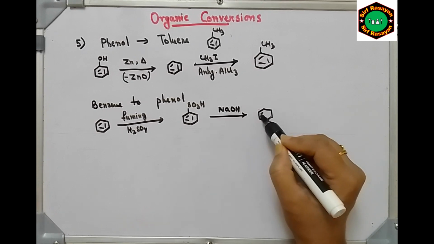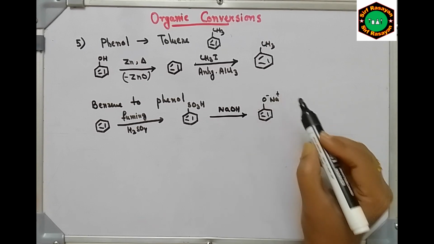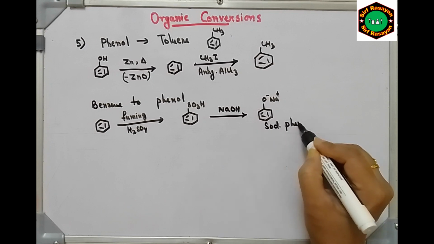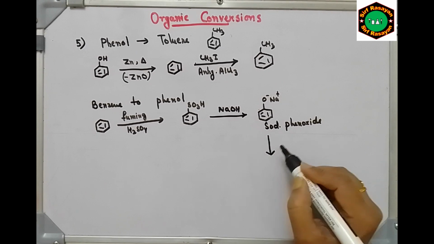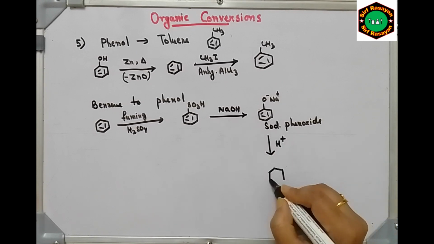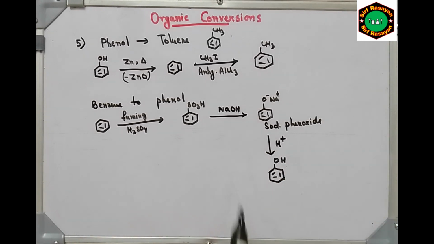You will get sodium phenoxide, O minus Na plus. Now if you treat it with H plus, you will get phenol. So benzene to phenol.